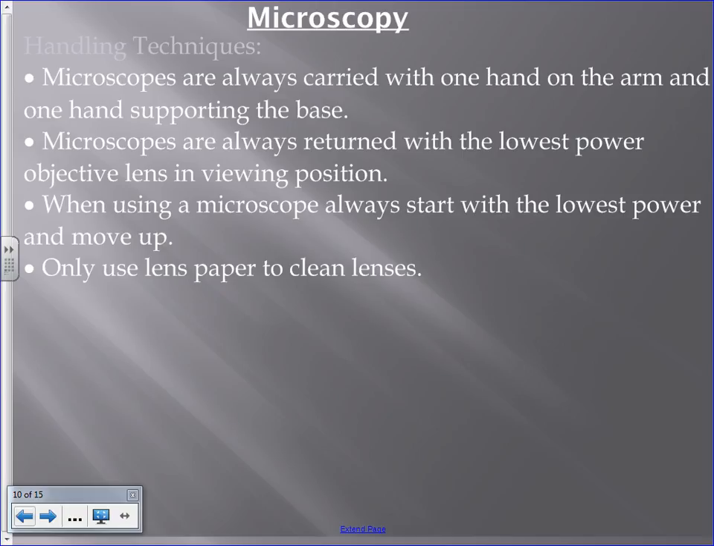Okay, always obviously start then with the lowest power and move up. The reason you do that is because of the field of view. When you look through the scanning power lens, you see a big white circle. Actually, you see a big white circle no matter which lens you're looking through. Okay, but on the scanning power lens, that big white circle is really big. When you look through the low power lens, you magnify more, so you see a smaller area.